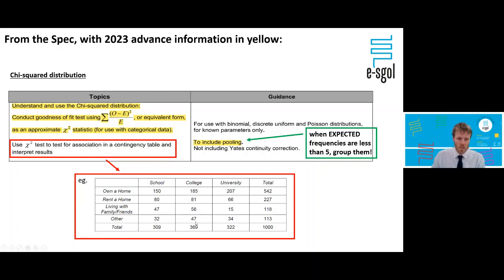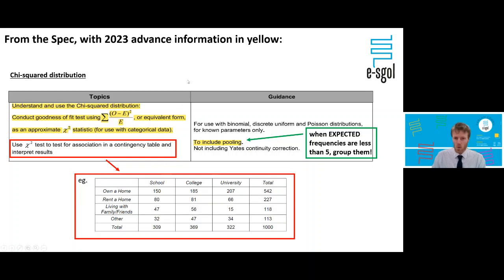So contingency table is what you might call a two-way table. I put an example just below down here. They are suggesting that that is not going to be examined this year. However, I would definitely cover it. If you're doing past papers, it's still worth doing just in case there's some kind of error. They also highlighted that you need to understand pooling, and that's where we group the expected frequencies together if they come to a value less than 5.